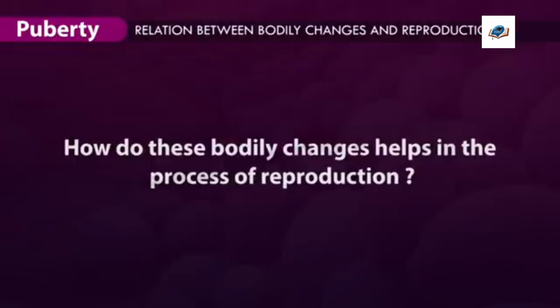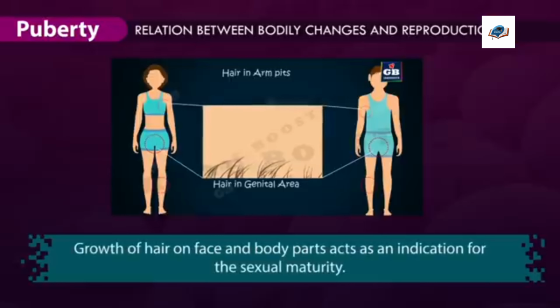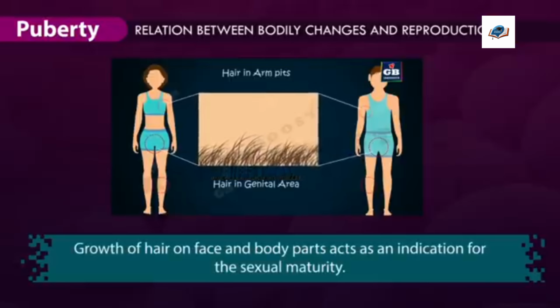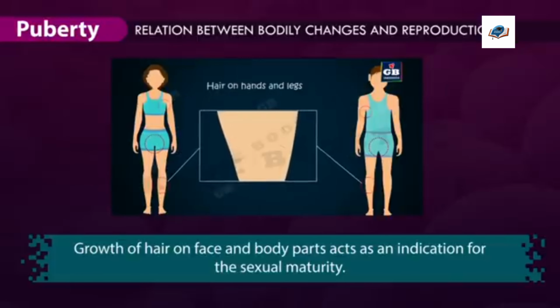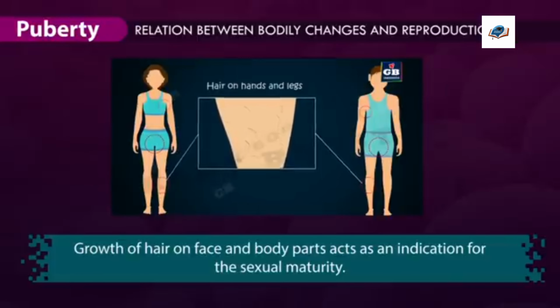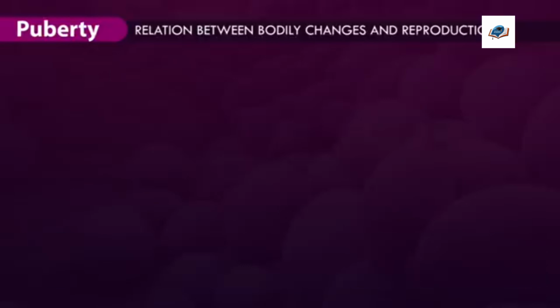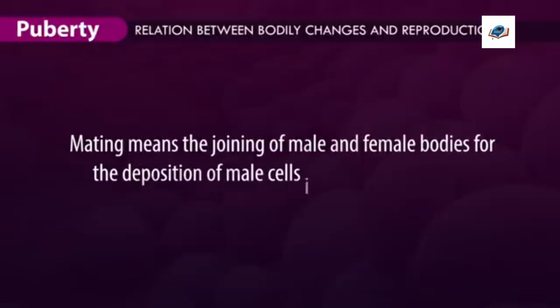How do these bodily changes help in the process of reproduction? Growth of hair on face and body parts acts as an indication for sexual maturity. It means a sexually matured animal identifies another sexually matured animal for mating with the help of these indications. Mating means the joining of male and female bodies for the deposition of male cells into the female's body.